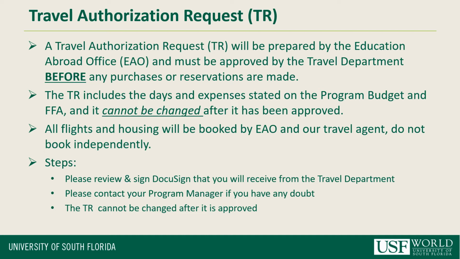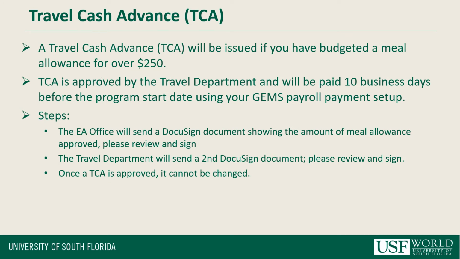You'll receive a DocuSign from the travel department for your travel request, and just review that carefully and return it back. It'll be returned to your program manager. A travel cash advance will be issued to you if you have a budgeted meal allowance of over $250. The travel cash advance is approved by the travel department and will be paid to you 10 business days before the program's start date.